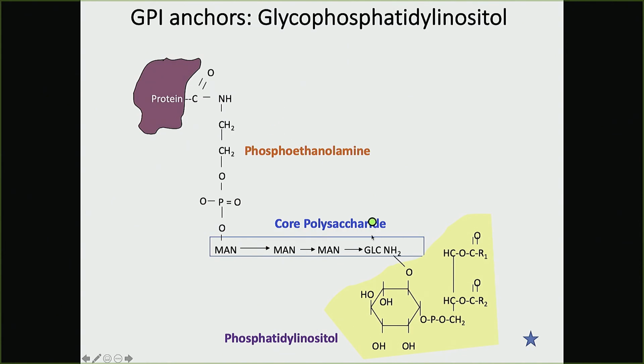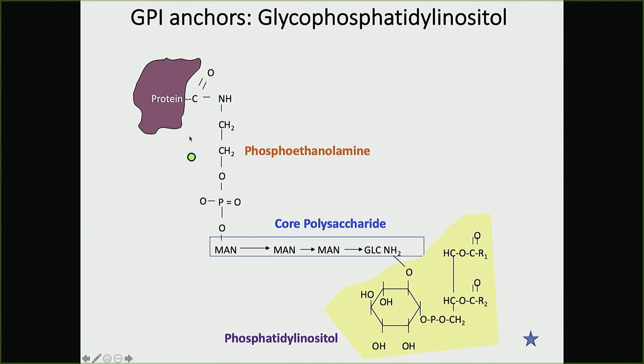Here, if we look at that, right here you have a phosphatidylinositol. This phosphatidylinositol was actually a member of that signaling molecule. It is attached to a core polysaccharide, 3 mannose, and glucosamine. Then this is a phosphoethanolamine, which is attached to a protein. So you have a protein. This is a phosphoethanolamine, which is the head group of one type of phospholipid. Then you have a mannose, and then you have the head group of another phospholipid.